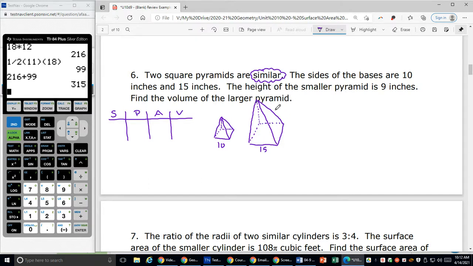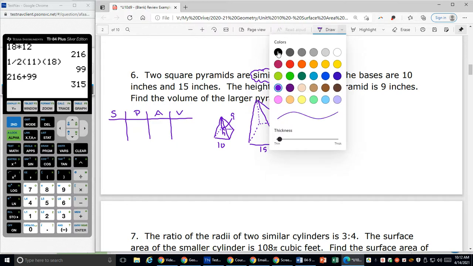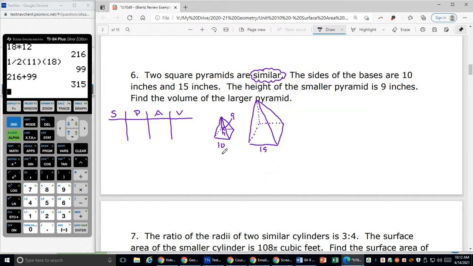The height of the smaller pyramid is 9. So height, remember, is your chandelier height. It comes straight down and hits the center, and that is 9. They didn't give me the height of my larger pyramid. I don't know if I need it. It wants me to find the volume of the larger pyramid. I don't have any volumes, but what I do have is a side that's 10 and a side that's 15. The first thing I want to do when I'm setting up my SPAV table is remind myself one pyramid is always going to go in the numerator. The other pyramid I'm always going to put in the denominator. It doesn't matter which you put where, as long as you stay consistent.